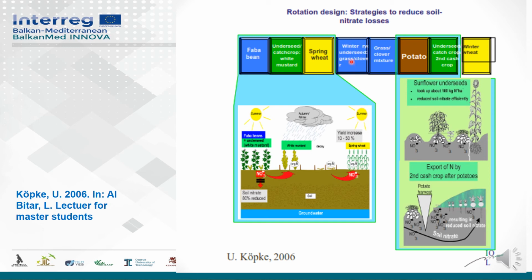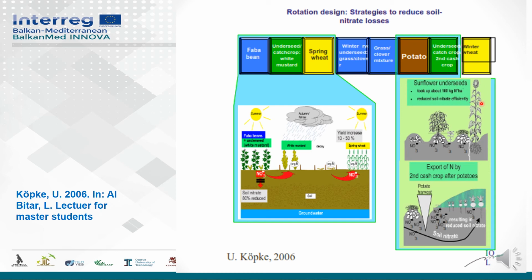And in this logic, we plant again, underseed like grass and clover, the same again, and then we plant potato. You have an example here.